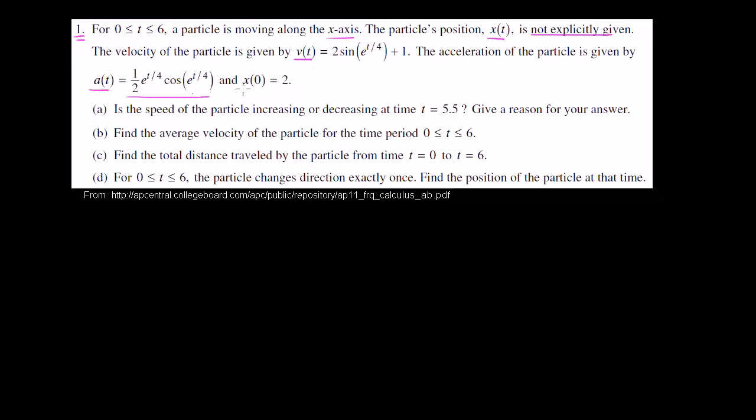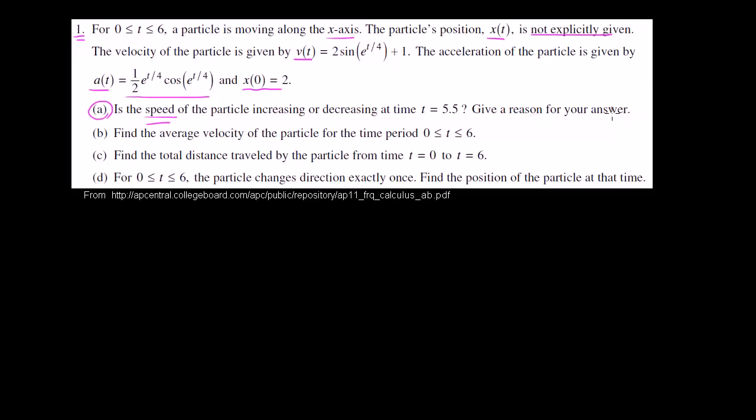And they also give us, they don't tell us the position function, but they tell us where we start off. X of 0 is equal to 2. Fair enough. Now let's do part A. Is the speed of the particle increasing or decreasing at time t equals 5.5? Give a reason for your answer.